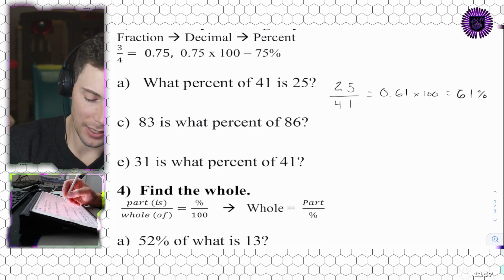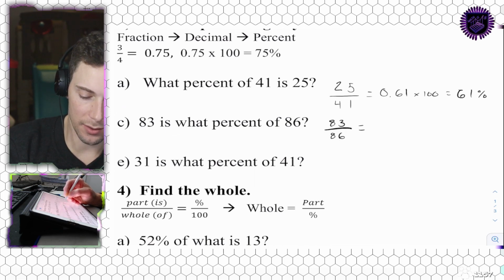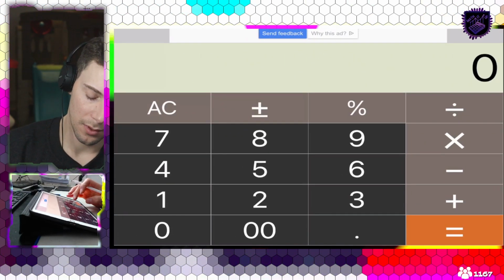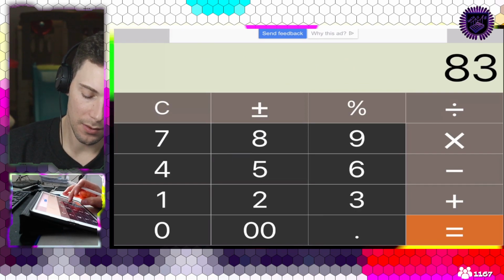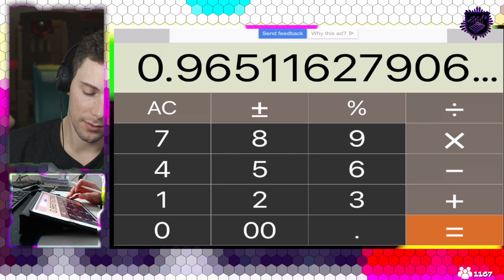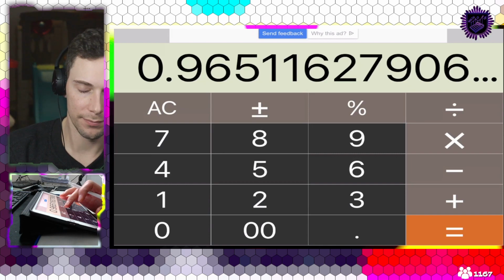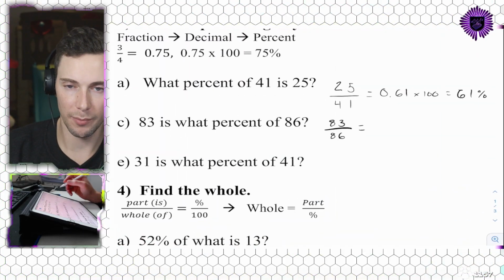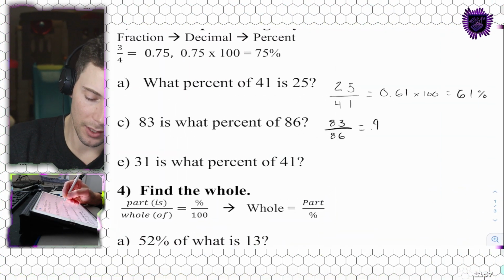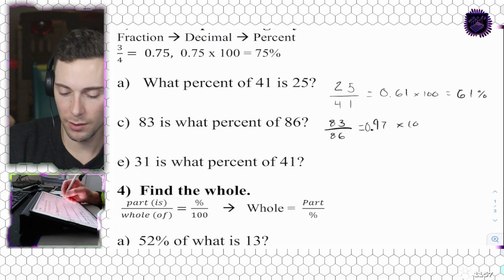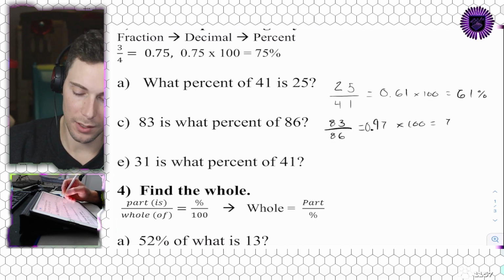83 is going to be the top number over 86, and that's going to equal 90-something percent, 97 or something. 83 divided by 86, 0.965. I'm already converting it to a decimal percentage in my mind. So it's 97, rounding up, 0.97, multiplied by 100. That's going to equal 97%.